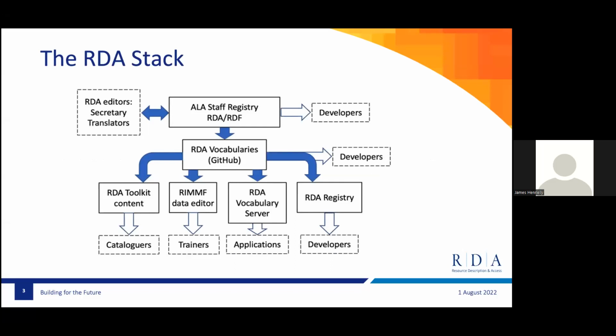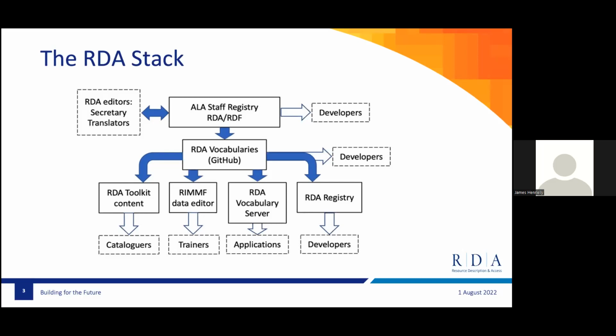At the top of the stack, we have the ALA Staff Registry. The ALA Staff Registry is used to generate the content for RDA Vocabularies, which is our GitHub instance. We then use the information that is in GitHub to generate various other things in the RDA infrastructure. So the big thing that everybody will notice is the RDA Toolkit content comes from GitHub.